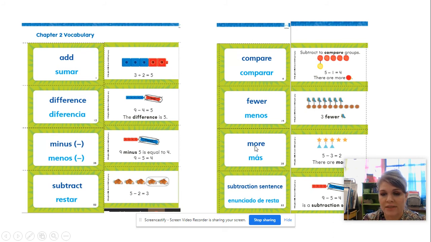The next one means more. We can look and compare, and we can see that there are 5 stars. There are 3 triangles, so we know that there are more stars than there are triangles. All right, and then the last one, subtraction sentence. So again, we have 9 minus 5 equals 4 is a subtraction sentence. And that is all for your subtraction vocabulary.